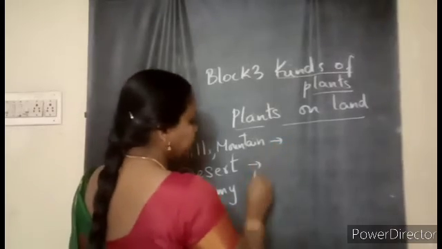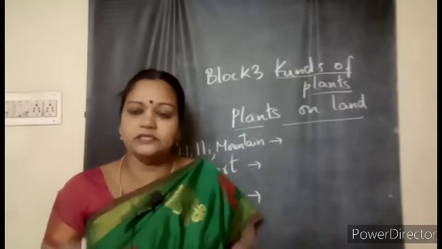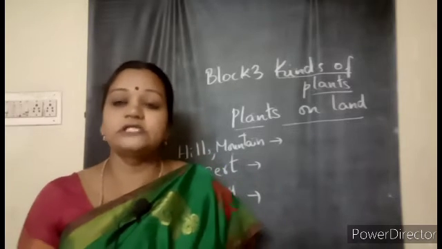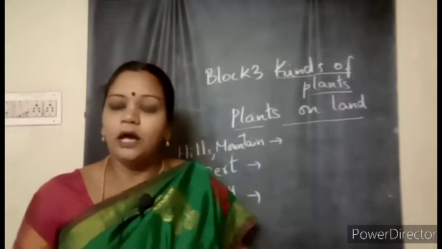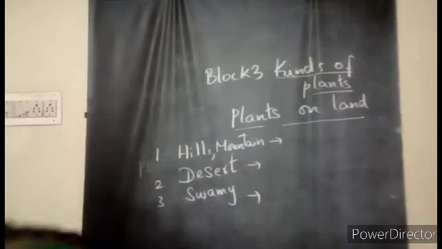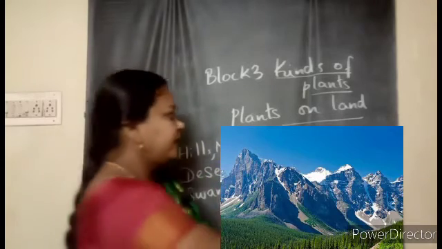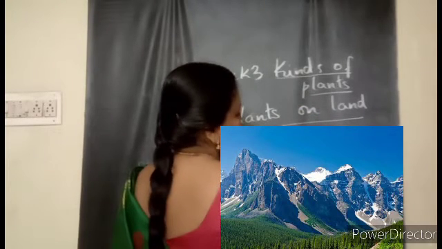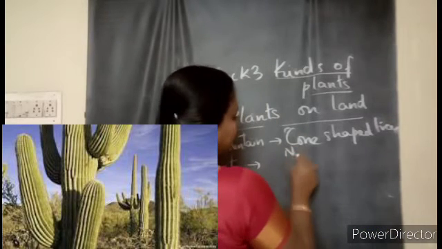See the hilly areas, how the hill will be, it will be high, mountains will be there, the land is high there. So there will be heavy rainfall, sometimes snow also. So the plants growing there will be cone shaped, like pine and spruce. You can see the pictures in your textbook, they are given, the pine and all. You can see how they are, they will be cone shaped trees, and also they have needle like leaves.